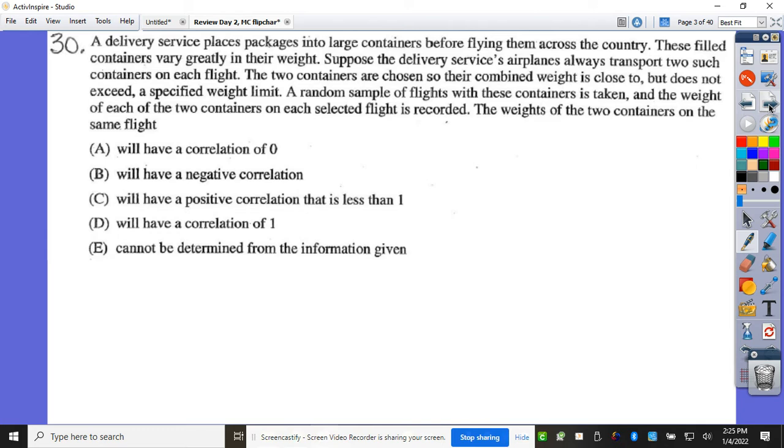Alright, number 30. Now this one is again often a most missed problem. The problem itself is actually very easy, but the wording to get to what the question is asking is difficult.